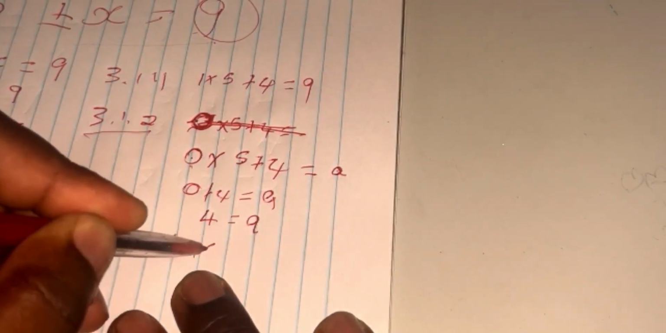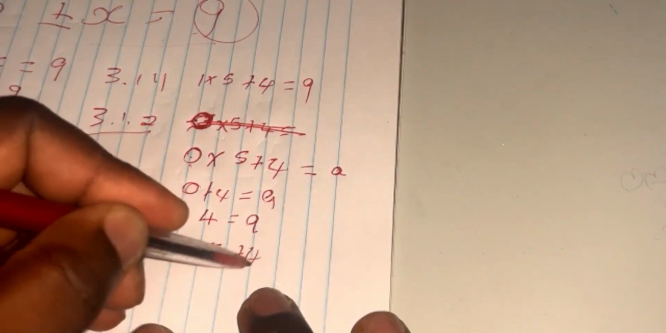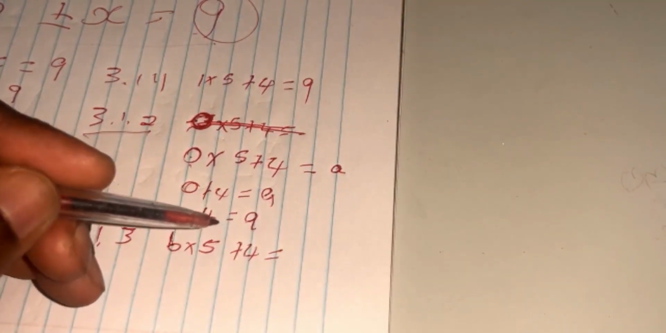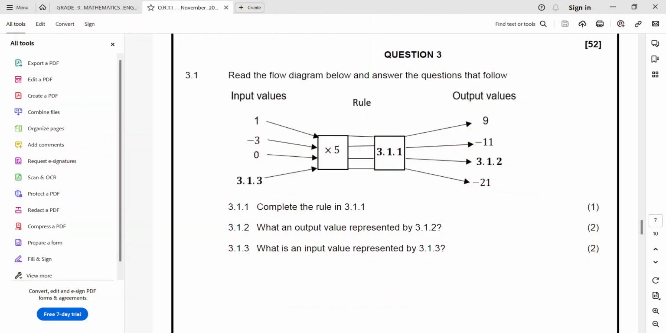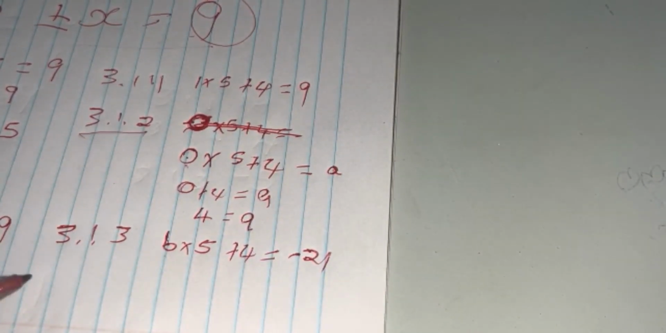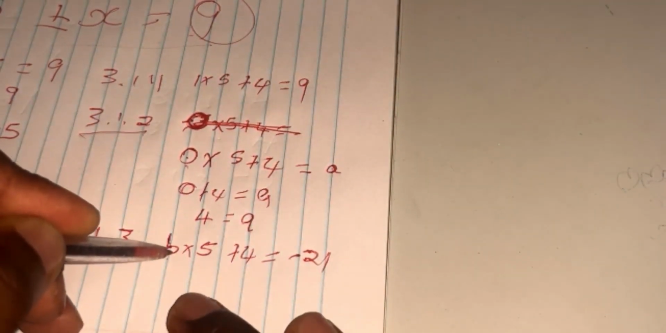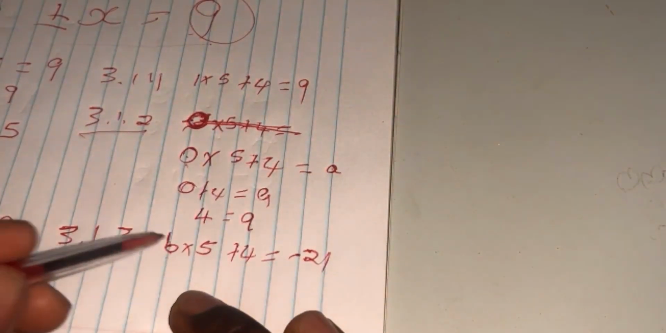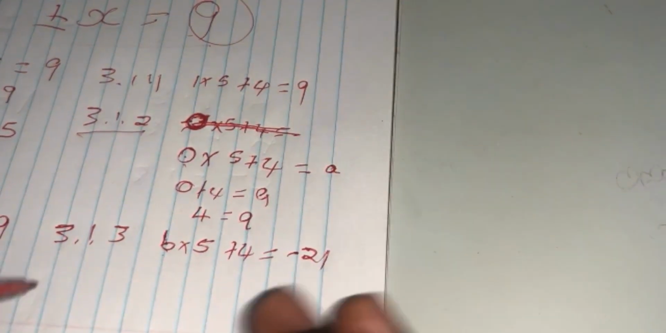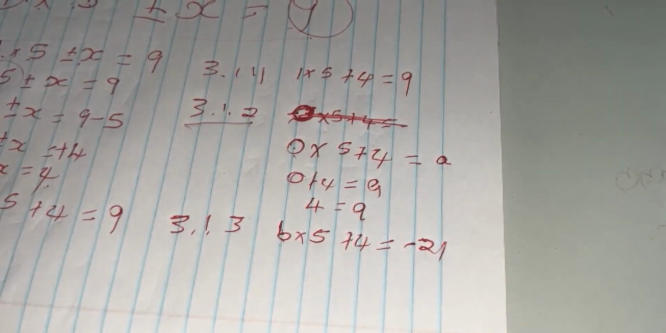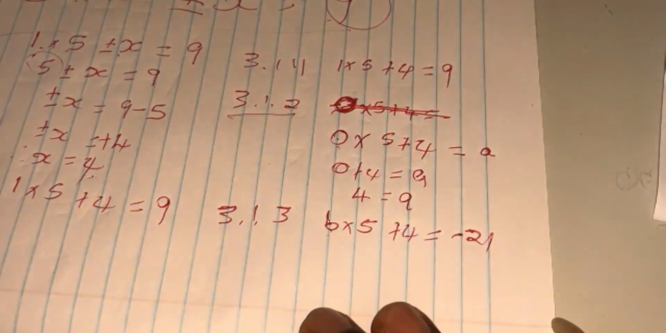I will have B multiplied by 5, and then plus 4 is equal to the output, which is minus 21. Therefore, I'm solving for B in this format because I'm looking for input B. Where is B coming from? B is just any number so that I can make my calculations accurate. I cannot just leave it blank, because in mathematics we must work with numbers and also variables.